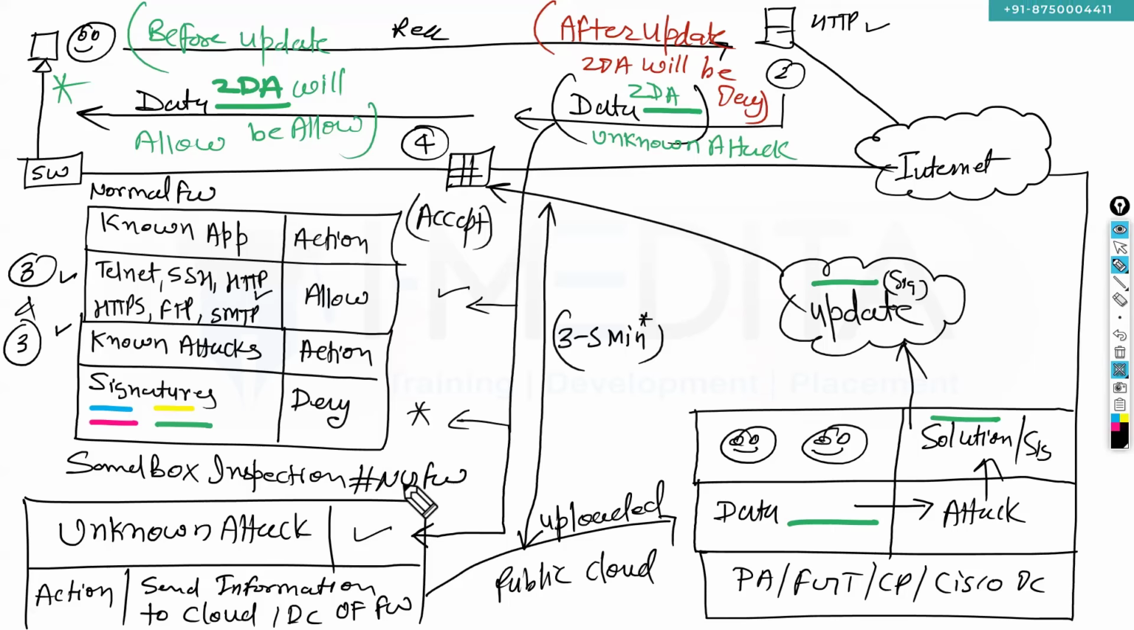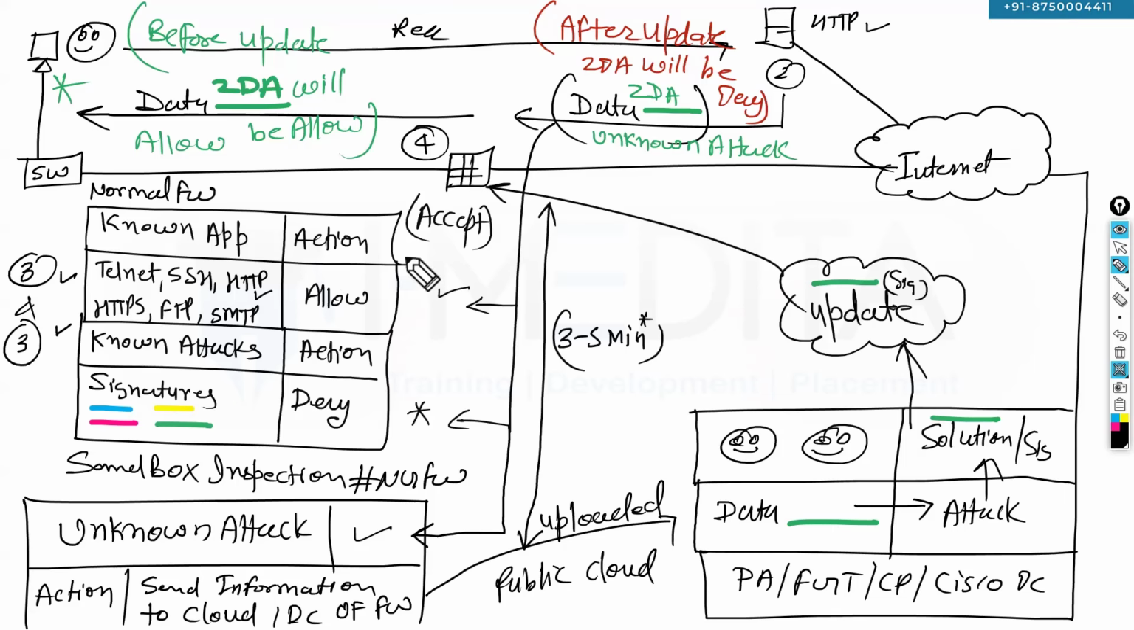So what is next generation firewall? Or before next generation firewall, what is a normal firewall? A normal firewall will allow known applications, and it will deny known attacks, but it can't stop an unknown attack. Then what can a next generation firewall do? It will allow known applications and deny known attacks, but it will send unknown attack information to the cloud, and whatever update is offered by the cloud, the firewall will accept that update and it will start to protect your organization according to the update.